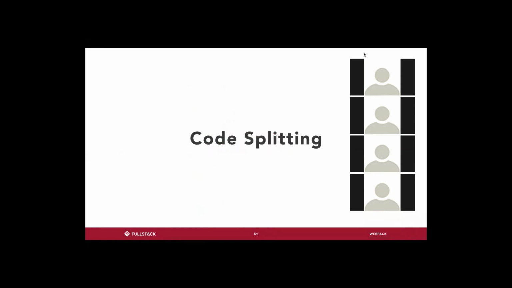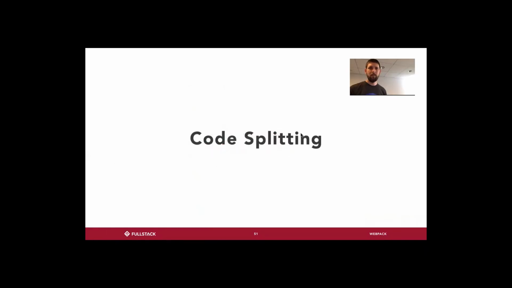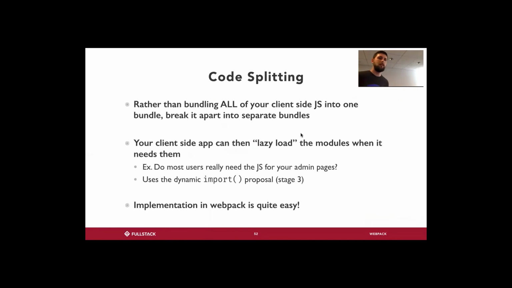Cool. So let's wrap up talking about code splitting. The idea here is that rather than bundling up all of your client-side JavaScript into this one bundle, we're going to break it apart into separate bundles. And then our client app can just go ahead and lazy load our modules when it needs them. The reason that we do this is because if you've got an application that has, say, admin users and regular users, do your regular users really need all the JavaScript for your admin pages? They don't.